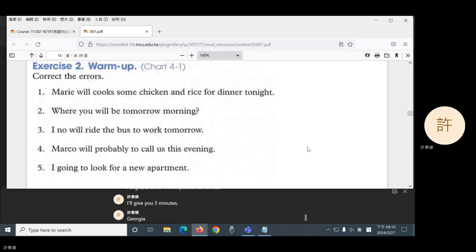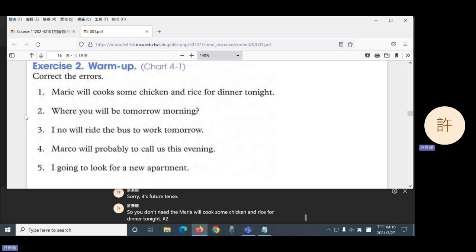Zhou Qiwei, number 1, where's the mistake? Good. Marie will cook. All right. It's perfect. Sorry, it's future tense, so you don't need the S. Marie will cook some chicken and rice for dinner tonight.